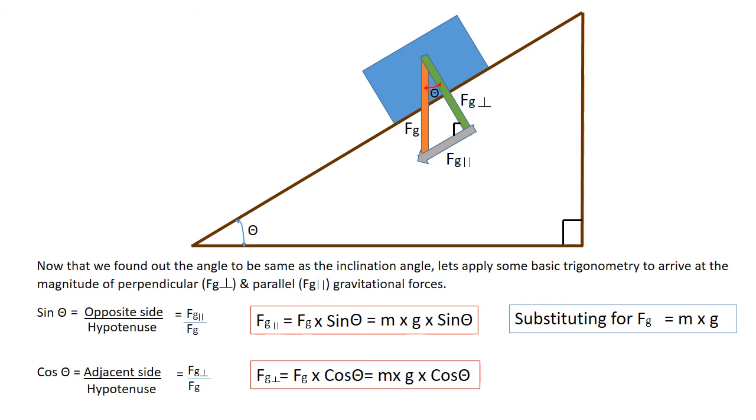Similarly, applying cosine theta, we can arrive at the Fg perpendicular value to be Fg times cos theta, and substituting the value, we can arrive at mg times cos theta.